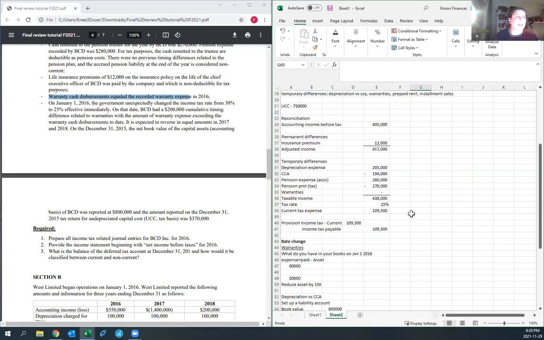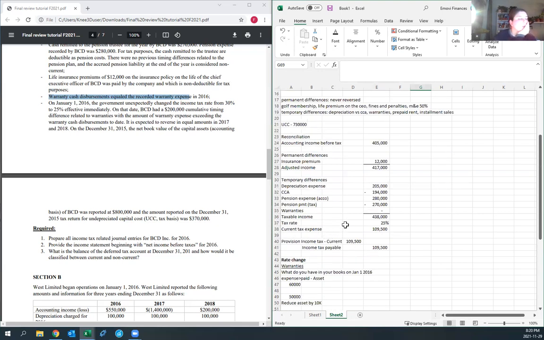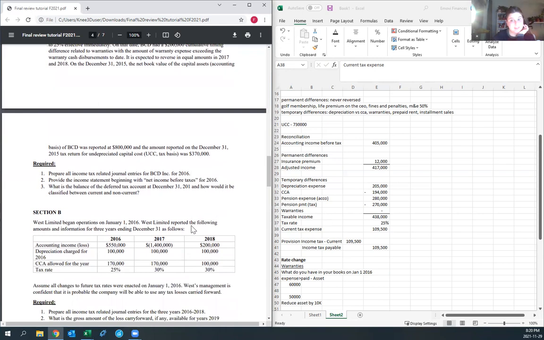Am I missing anything? Warranty for 2016, there's no transaction. I did the current tax expense. Should be good. We can move on to B. Also, I'm sorry, we're probably going to go over time from what I'm seeing.